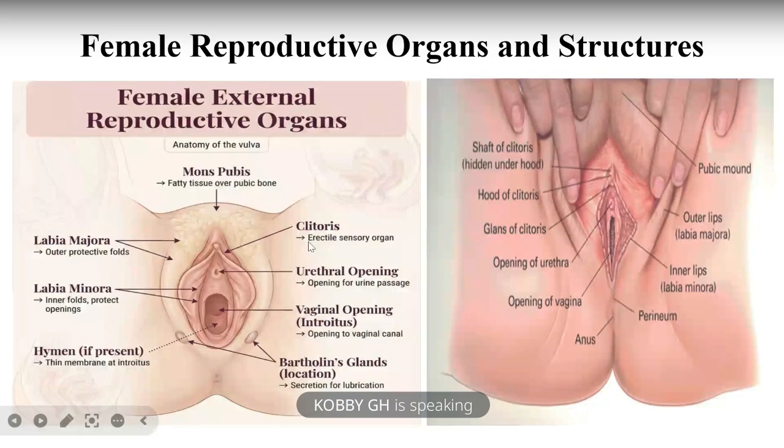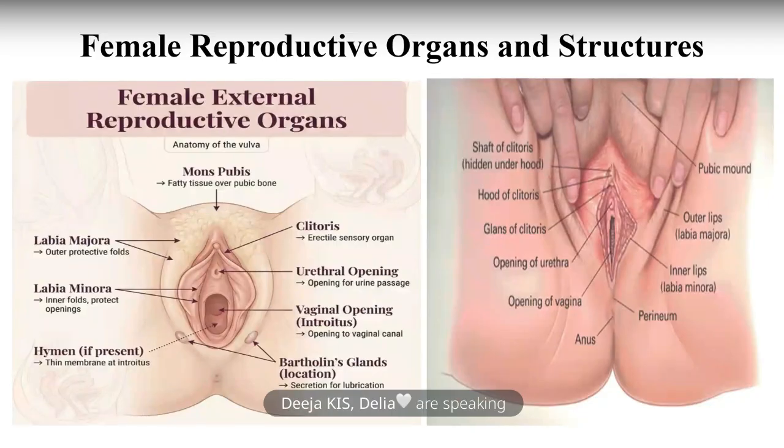So this is what we call... What's the name of this diagram? What did I say about this diagram? What's the name? The vulva. External female genitalia. Good. External female genitalia, or you can call it the vulva.